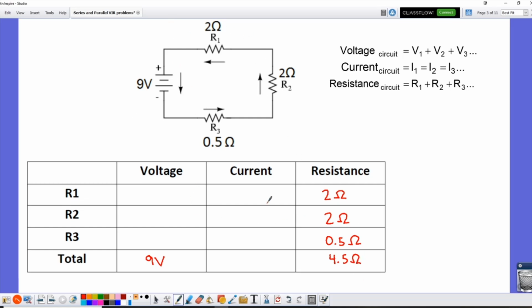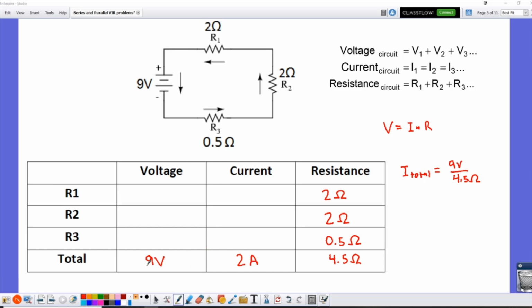Okay, now we are missing the total current, but we can find that by doing Ohm's law. Remember, Ohm's law is V equals I times R. So if we wanted to find the total current, we have to use the total voltage and the total resistance. So the total current, I total, is equal to the voltage total divided by the resistance total. So it's going to be 9 volts divided by 4.5 ohms. So in that case, we get the value of 2 amps.